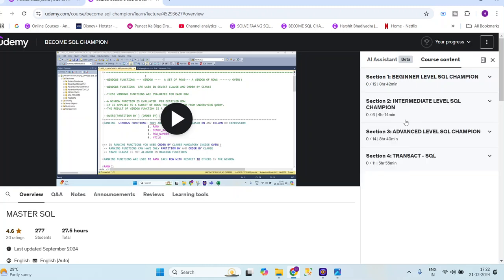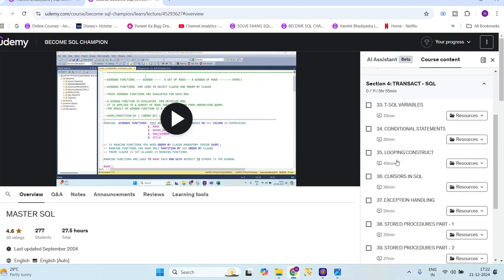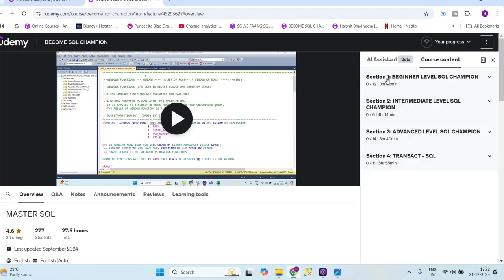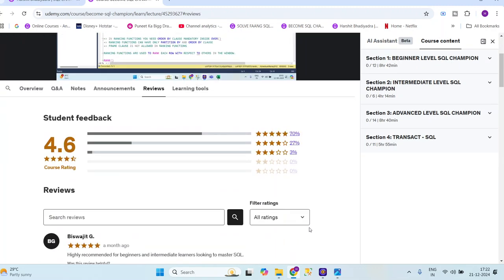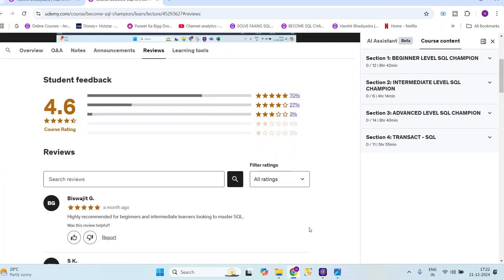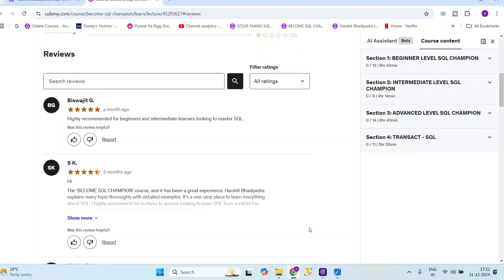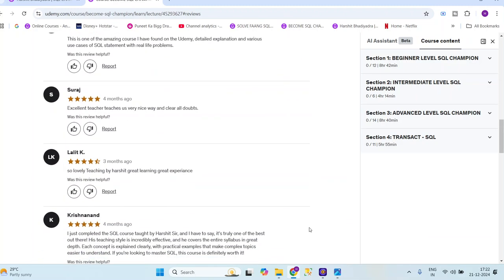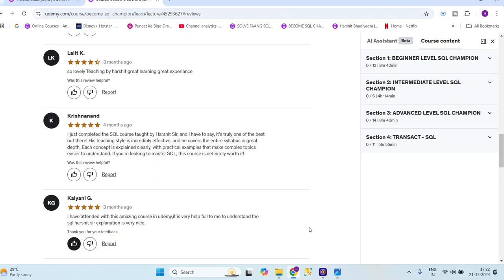Then intermediate level has 4 hours of content, then advanced level has around 9 hours of content available, and Transact SQL also has 5 or 6 hours of content available. You can see the reviews over here as well. It has very good reviews. These are the different reviews available.